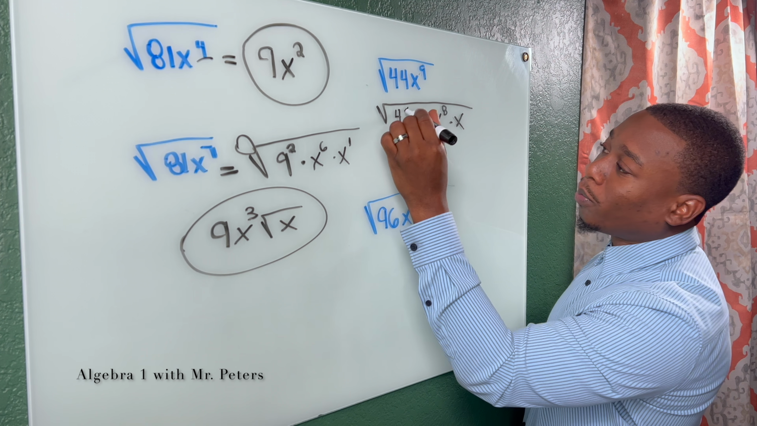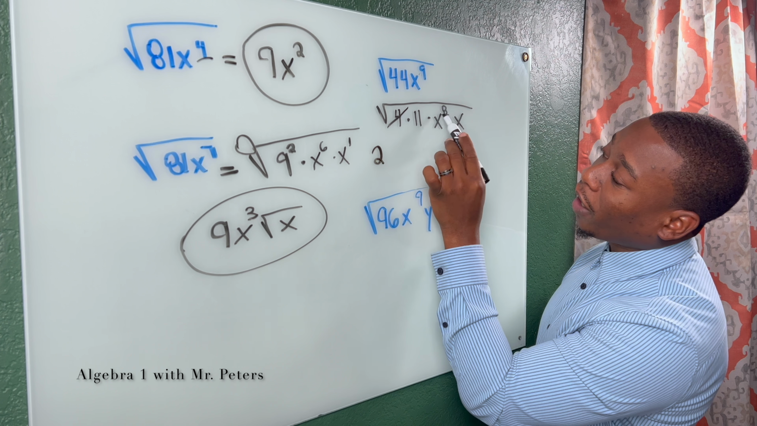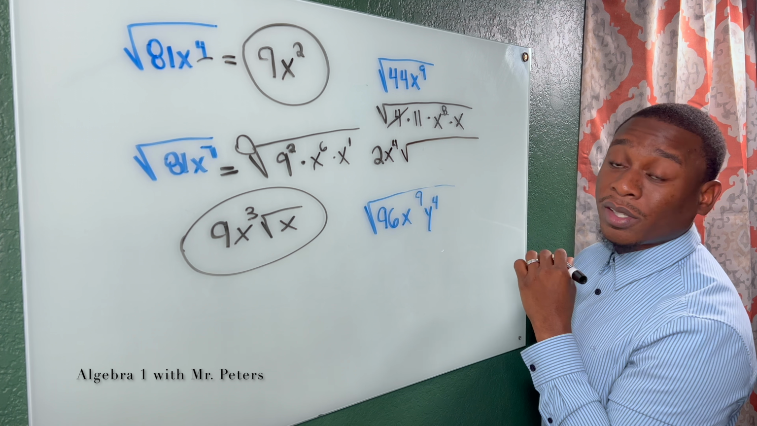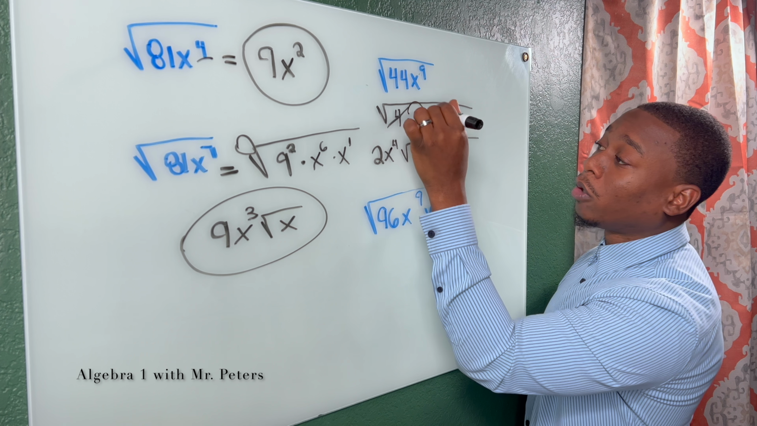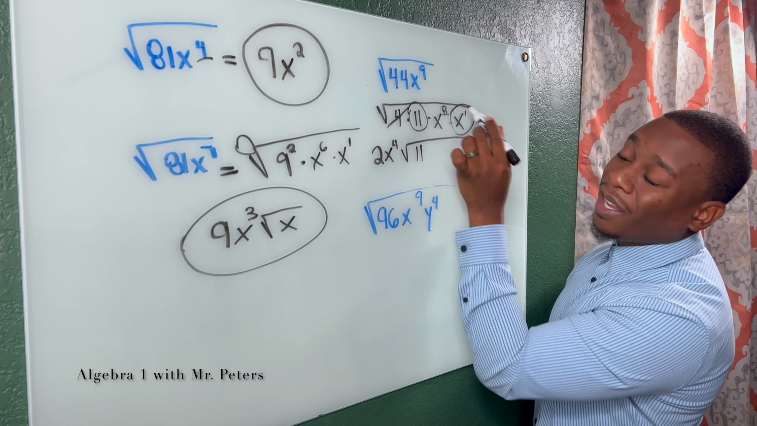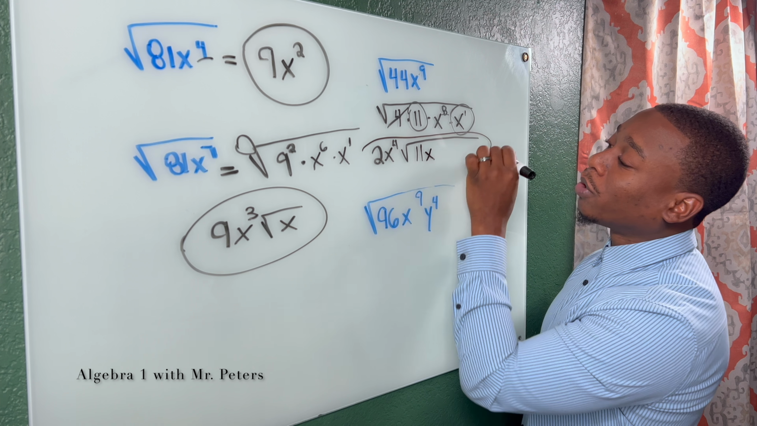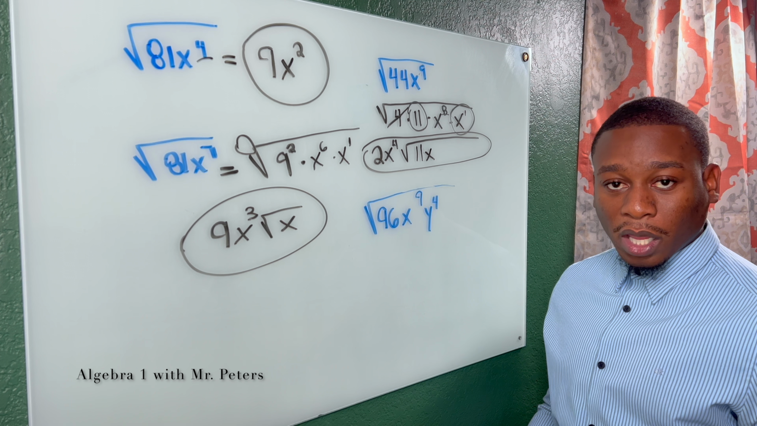So here we go. The perfect square 4 turns into 2. The perfect square x to the 8th turns into x to the 4th. Now what happens to the rest? The non-perfect square can't simplify, so it stays under. X to the first, we can't do anything with that, so it stays the same. And this is our final answer: 2x to the fourth times radical 11x.